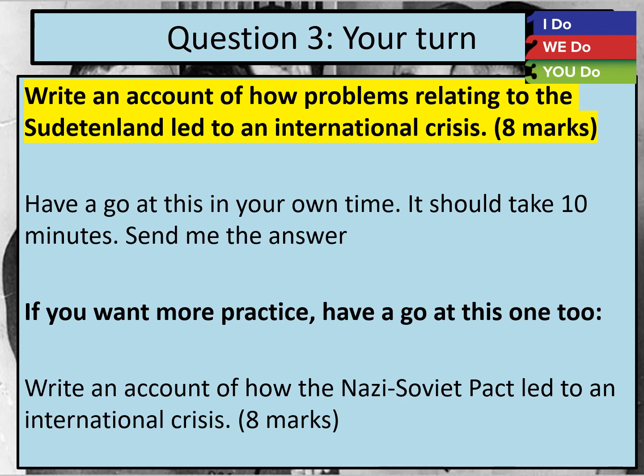You have everything you need to answer these questions in the knowledge stuff that we've already gone through together. So have a go, but the one highlighted in yellow is the one you absolutely have to do for today, please.